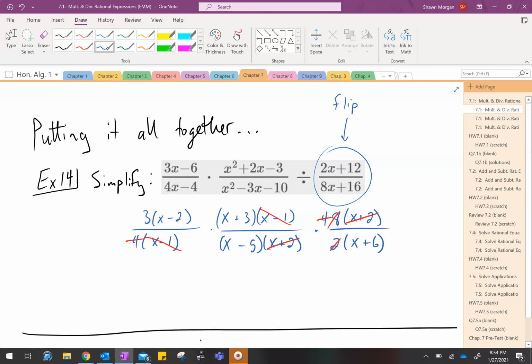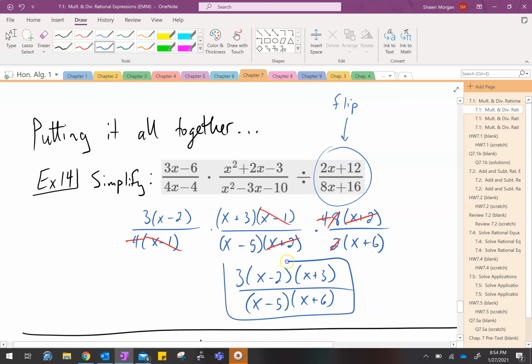So let's write up our answer. We got 3, x minus 2, x plus 3. And we've got x minus 5, x plus 6. Again, please fight the temptation here to say, oh, look, I've got an x on the top and an x on the bottom. I'll just cancel that out. Or, oh, you know, look, there's a 3 on the top and there's a 6 on the bottom. I bet some stuff can cancel out. Remember, those are terms, and we cannot cancel out terms. We can only cancel common factors. There's no common binomial factor there.